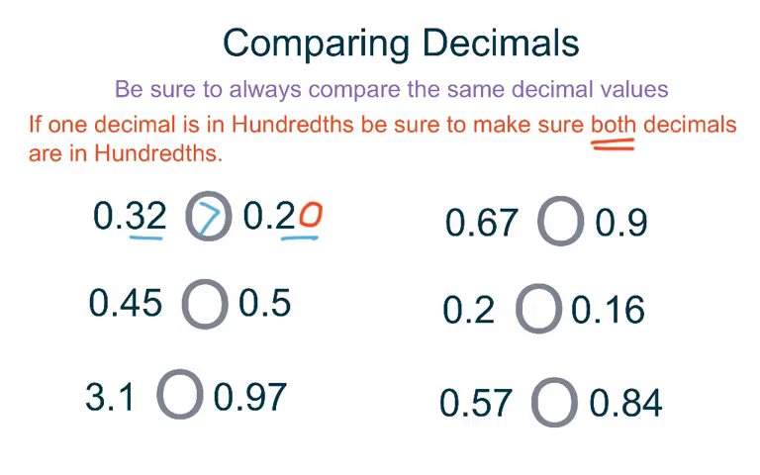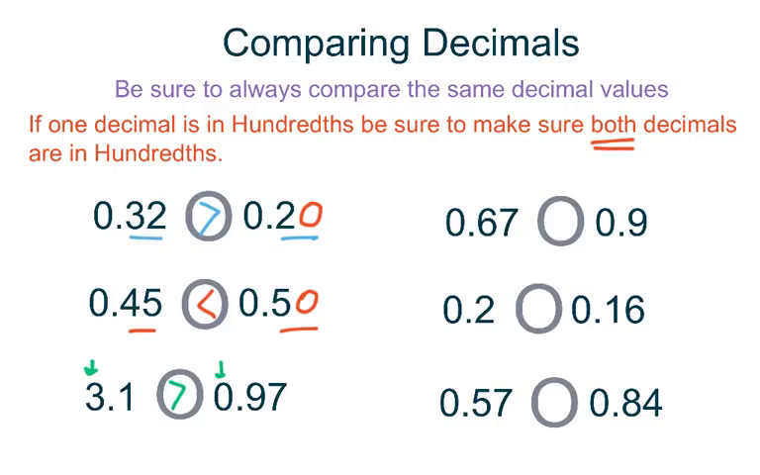Next one I want you to do is 45 hundredths and 5 tenths. For this one, again, all I'm going to do is add a 0 here to my tenths. Now I'm comparing hundredths, and 50 hundredths is greater than 45 hundredths. Next one is 3 and 1 tenths, or 97 hundredths. Well, the 3 is in the ones place, and here I have a 0, so 3 is greater than 0.